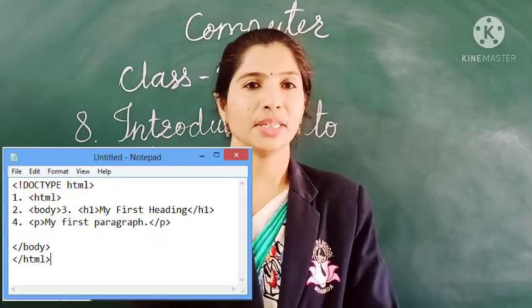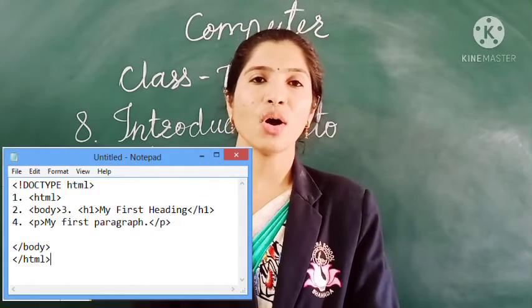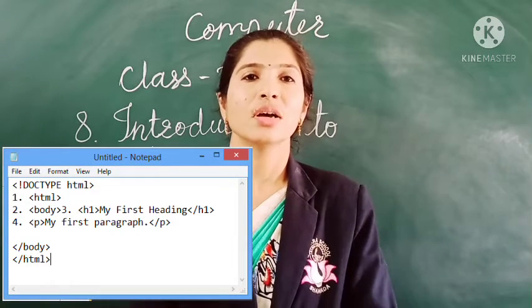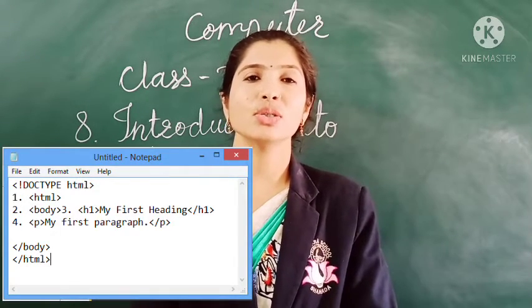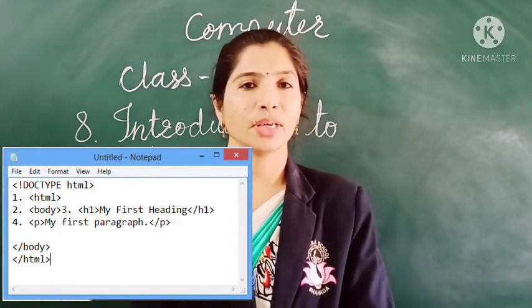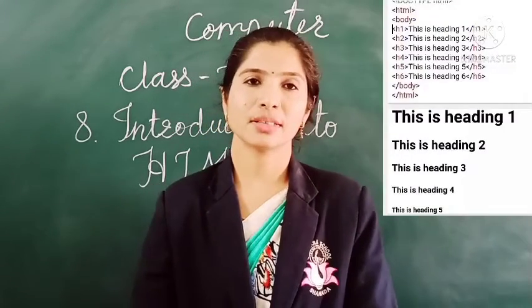Now the body element. The body tag includes all the tags, attributes and information that you want the visitor's browser to display. It forms the body of an HTML page. Now we are going to see heading elements.